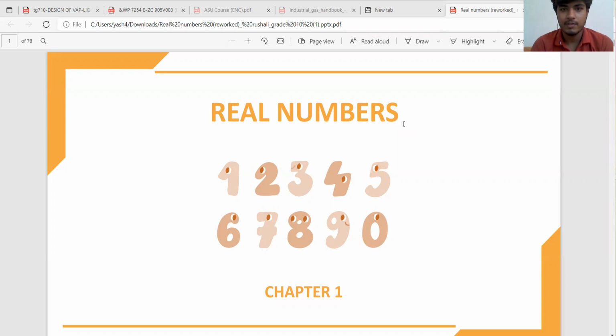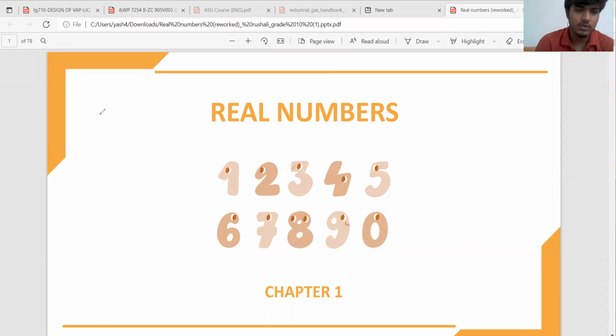Okay, hello everyone. Today we are going to start the chapter Real Numbers, that is the first chapter of the class 10th mathematics book. Basically, I think you have read in class 9 a chapter, Number System, that is the first chapter in class 9. In that chapter you have read what are rational numbers, what are irrational numbers, and what are the conditions for having a rational number.